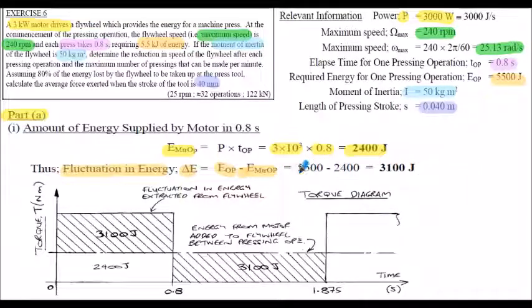So that will be 5,500 joules. That's the energy required for the pressing operation. And we're subtracting for that what the energy is that the motor emits in 0.8 seconds. So our delta E in this case is 3,100 joules. On our diagram, the fluctuation in the energy extracted from the flywheel is 3,100 joules. 2,400 joules is supplied by the motor.